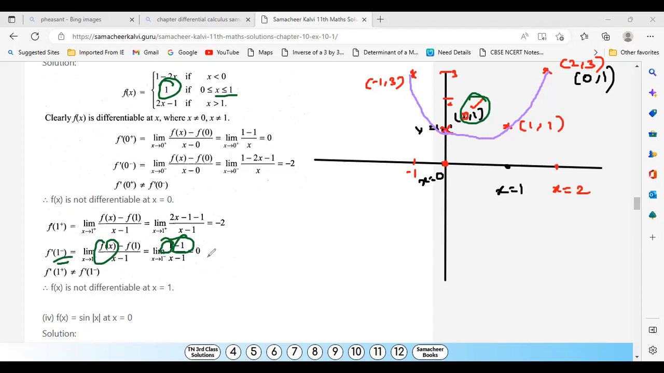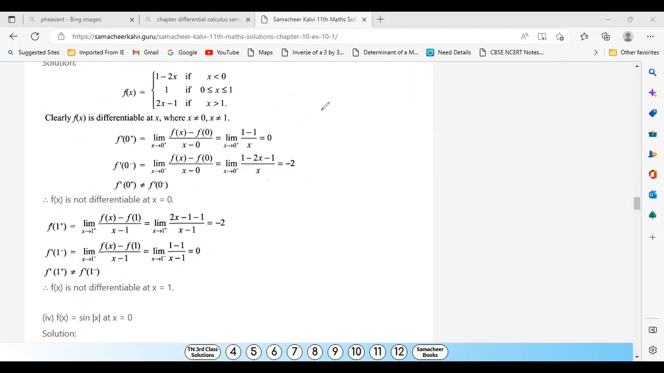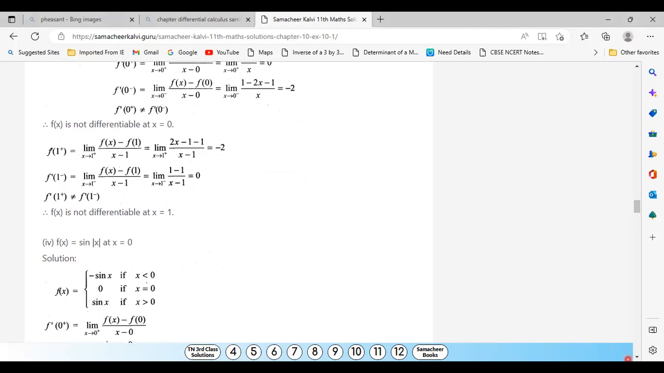So 1 minus 1 is going to be 0. It's 0 upon x minus 1. 0 by anything will give you 0 only. It's just 0. So if you look at the left side, you got the answer as 0, and on the right side, you got positive 2. They are different. So it is not differentiable at x is equal to 1. Is it clear? So when they gave you 2 values, Akshaya, remember, you have to do it twice. Understood?